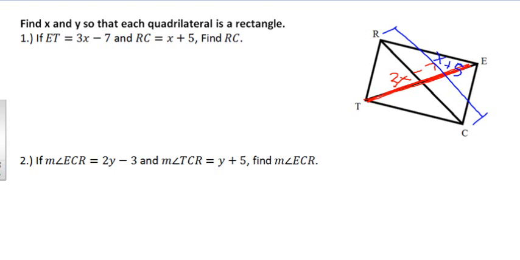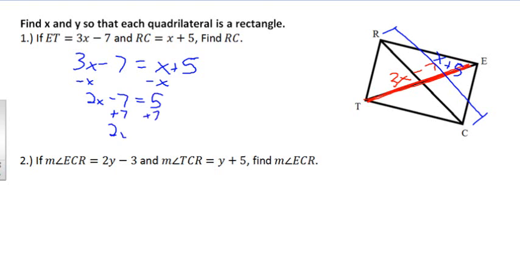One of the properties we just went over for a rectangle was that its diagonals are congruent to each other. So that 3x minus 7 has to equal x plus 5. And now I just need to solve for x. To do that, I need to subtract my x from both sides, and then add my 7. And after I have 2x is 12, I can divide by 2 to get x is 6.